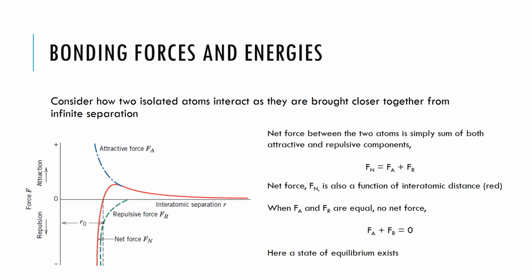Now, if we think about the net force between those two atoms, if we sum the attractive and the repulsive forces, and you can see that is shown in red there, that then is a function of interatomic distance. And when that attractive force and that repulsive force are equal, there is no net force, and hence a state of equilibrium exists.